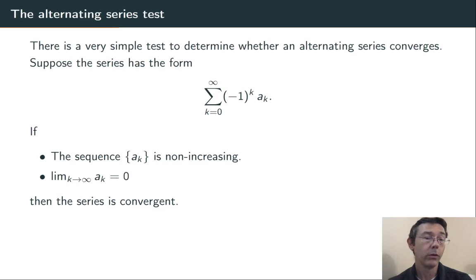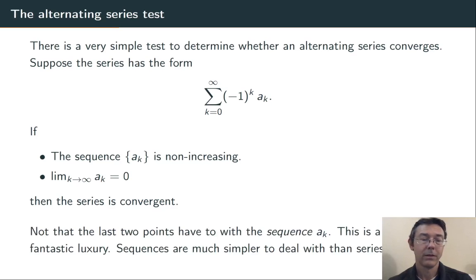So suppose we have one written in this more standard form, sum negative 1 to the k a sub k. You want to check two things. Is that sequence a sub k non-increasing? In other words, does it ever get bigger? And is its limit 0? If both of those things are true, then the series converges.